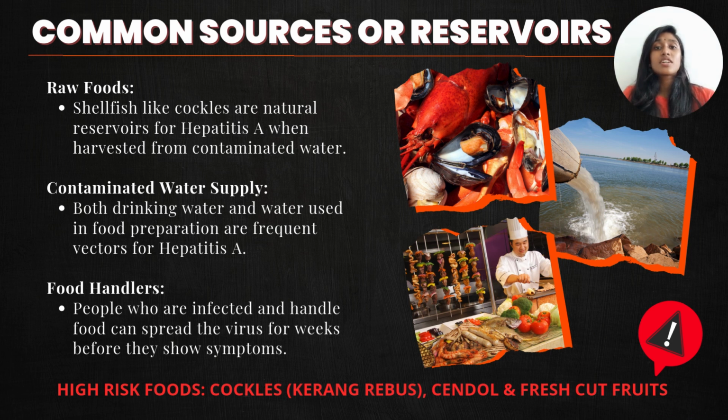Last but not least are the common sources or reservoirs. Raw shellfish, like cockles, naturally carry the hepatitis A virus when sourced from polluted waters. Contaminated water supplies, whether for drinking or food preparation, are another frequent vector. Food handlers can also spread the virus to others. The three most high-risk foods associated with hepatitis A outbreaks are cockles, chendol, and fresh-cut fruits. The top two high-risk foods are cockles and chendol.